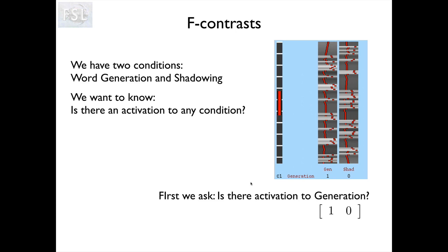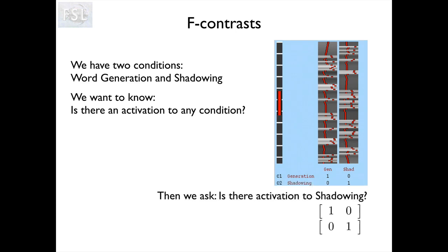So first we ask, is there an activation to generation? That's the 1, 0 T contrast. And then we ask, is there an activation to shadowing? And the shadowing T contrast, that's 0, 1. So we have the word generation and the word shadowing T contrast there.